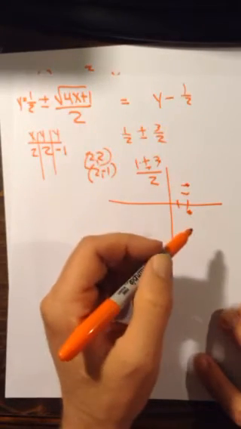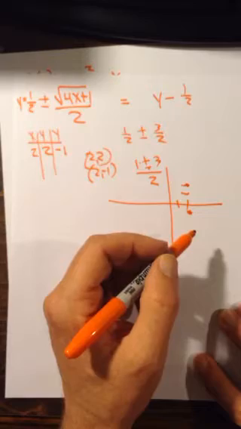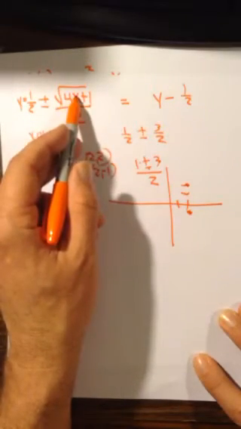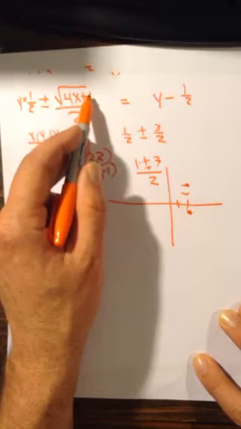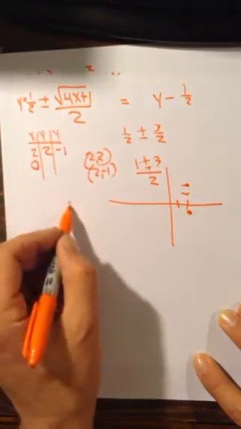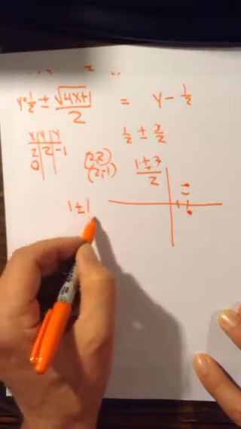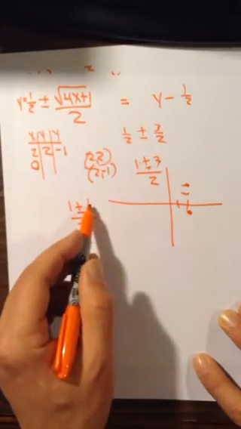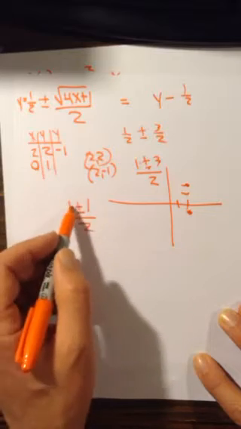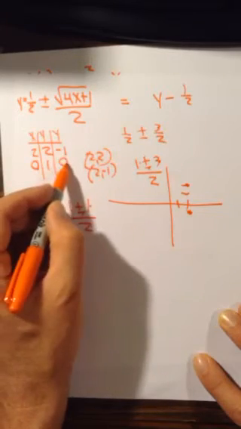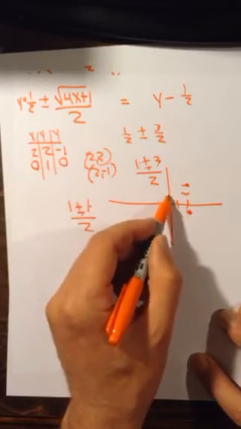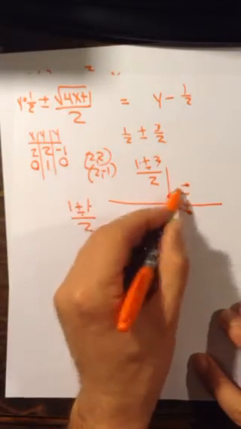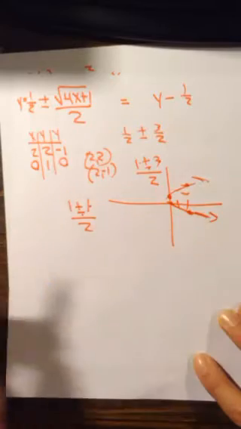And I could continue. Let's say I wanted to pick another point of 0. Well, if I want to pick 0, 4 times 0 is 0. 0 plus 1 is 1. The square root of 1 is 1. So now I have 1 plus or minus 1 over 2. And here we go. 1 plus 1 is 2. 2 over 2 is 1. 1 minus 1 is 0. And we get this. So (0, 1), and then (0, 0). And I'm on my way to figuring out my parabolic inverse.